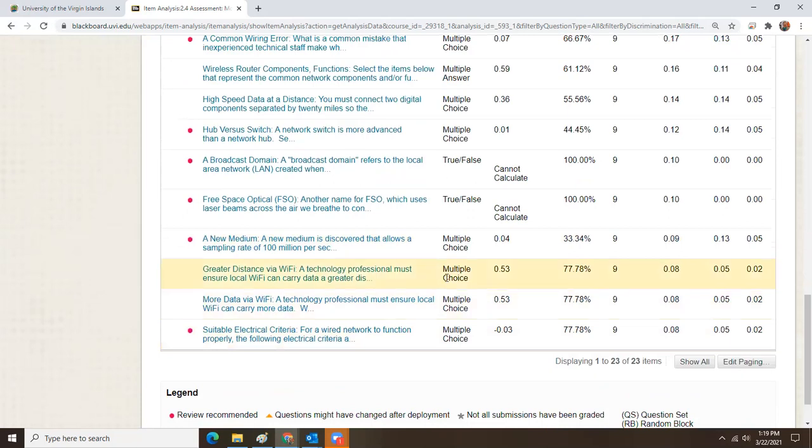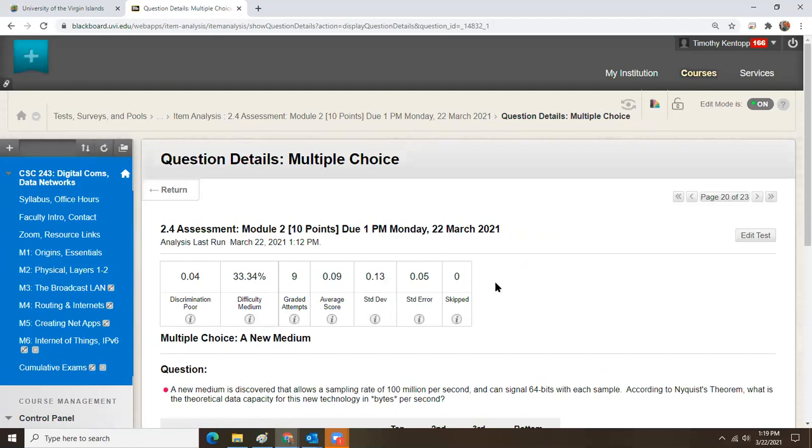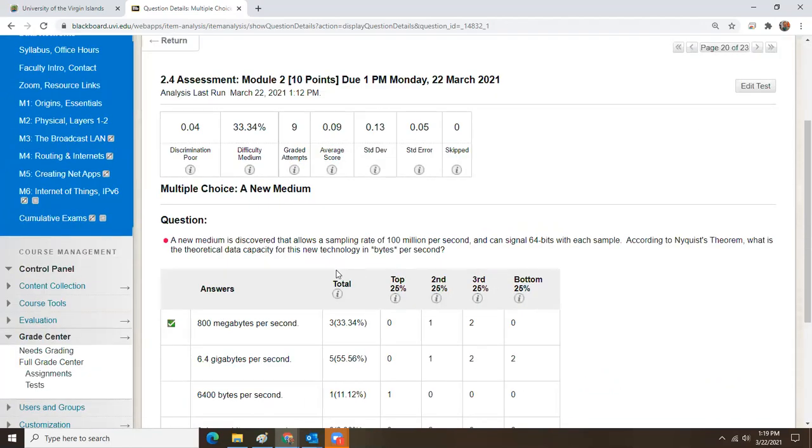Moving right along. A new medium. It's a multiple choice question. A new medium is discovered that allows a sampling rate of 100 million cycles per second, and can signal 64 bits with each sample. According to Nyquist's theorem, what is the theoretical data capacity for this new technology in bytes per second?